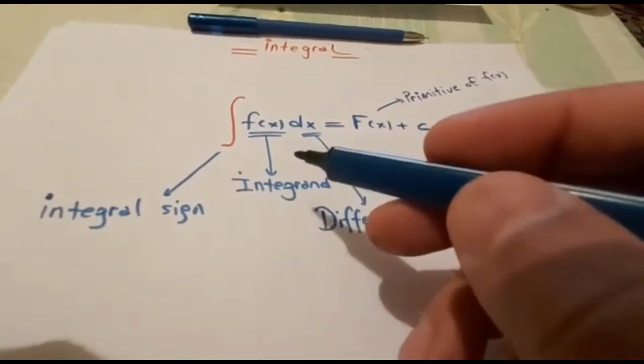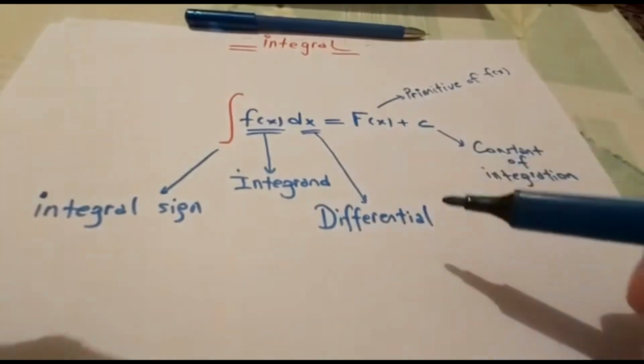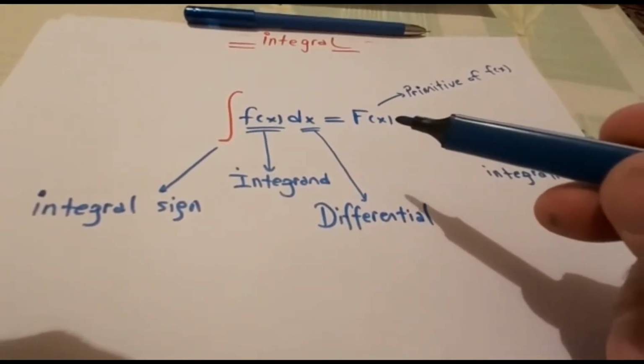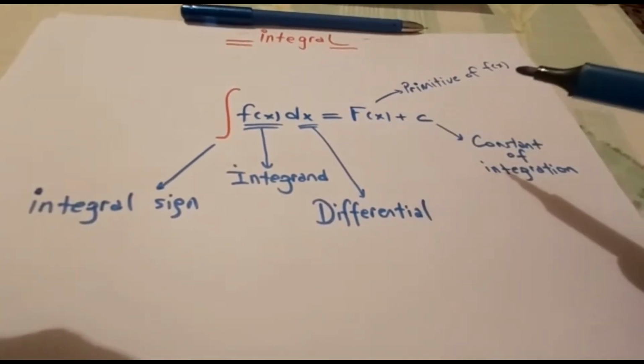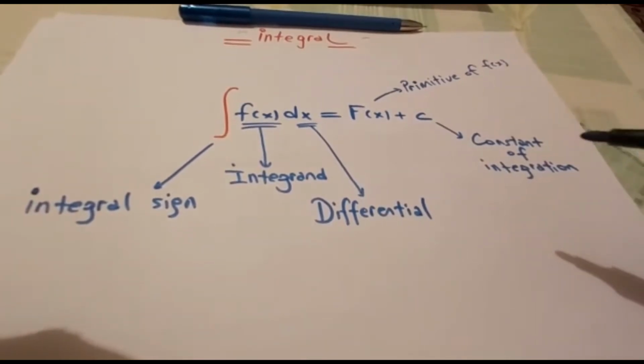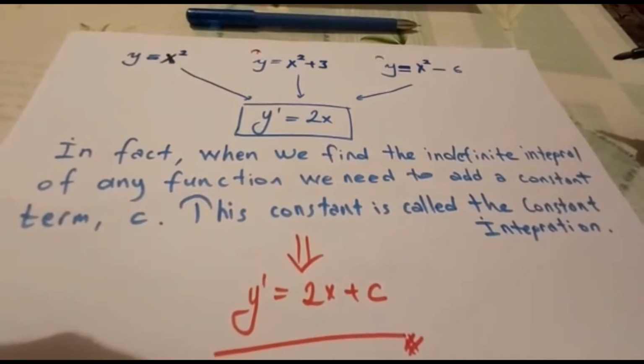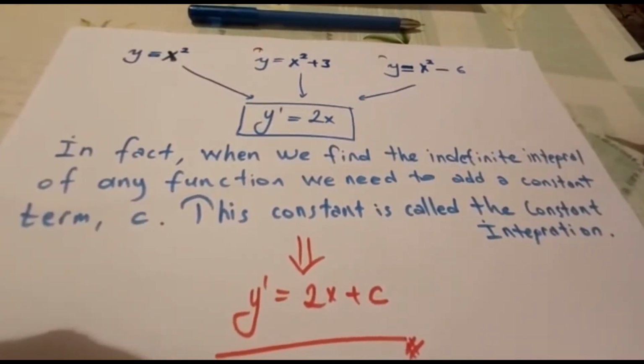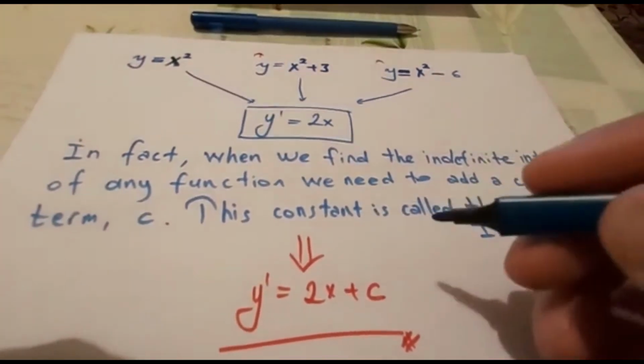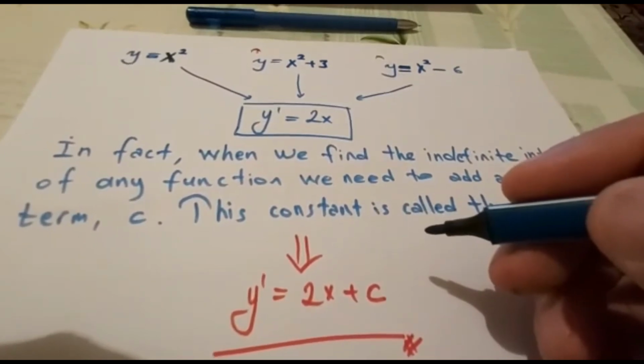The integral sign, f of x is called the integrand, dx is the differentiation, capital F of x is the primitive of f of x, and c is called the constant of integration. Now, look how we pass from the derivative to the integral and notice the connection between them.